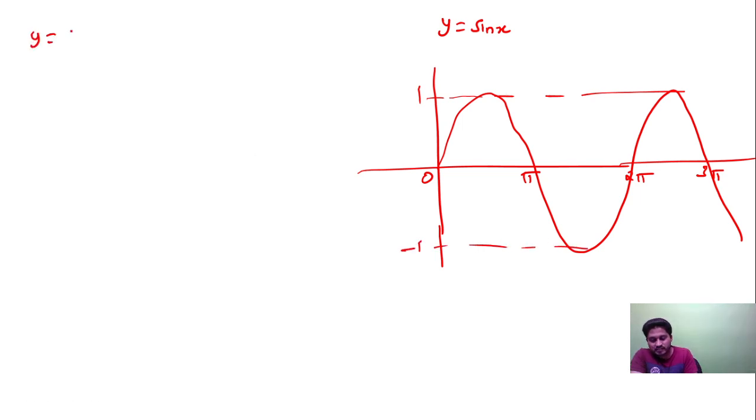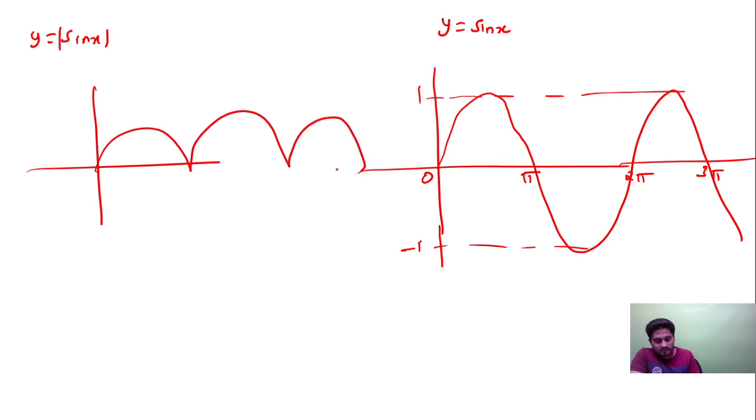But when you have y is equal to modulus of sin x, then you get only the first quadrant, so you get a graph like this. This is 0, this is pi, this is 2 pi, this is 3 pi and so on.